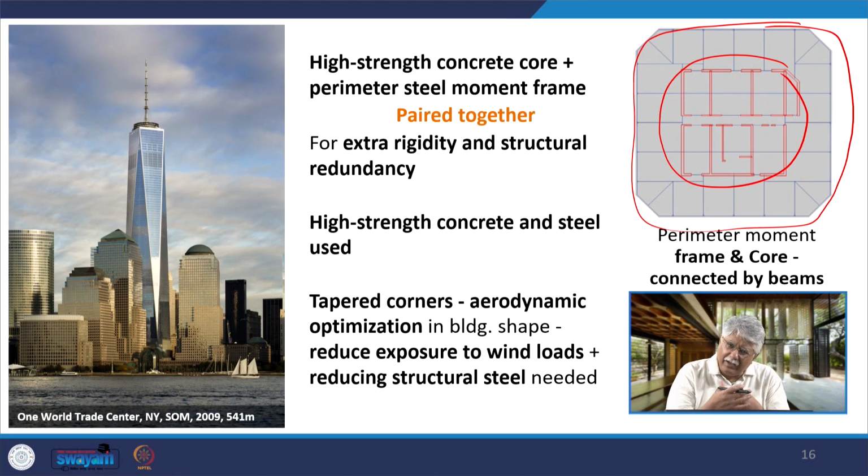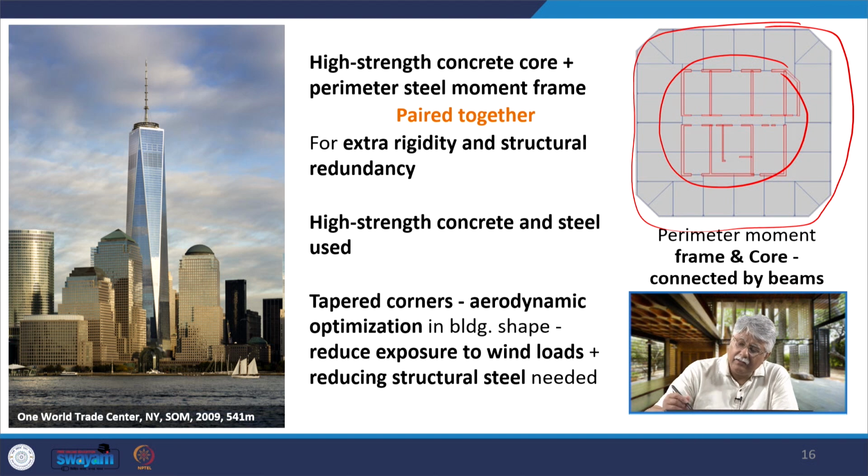In case the main structural part of the skyscraper fails, there are other structural members, other structural parts within the building that will take over and prevent the building from collapsing. Now, high strength concrete and steel have been used in this building. It has been provided with tapered corners to provide for aerodynamic optimization and to reduce exposure to wind loads and reduce the amount of structural steel that would be required.